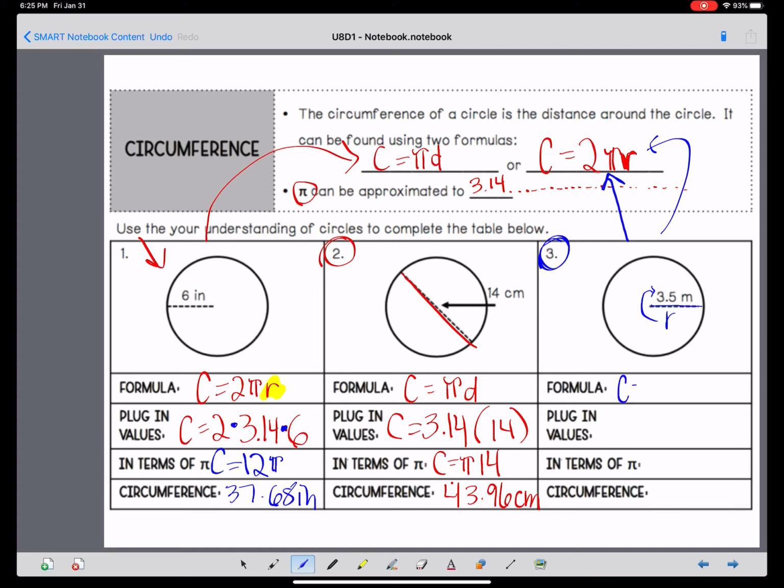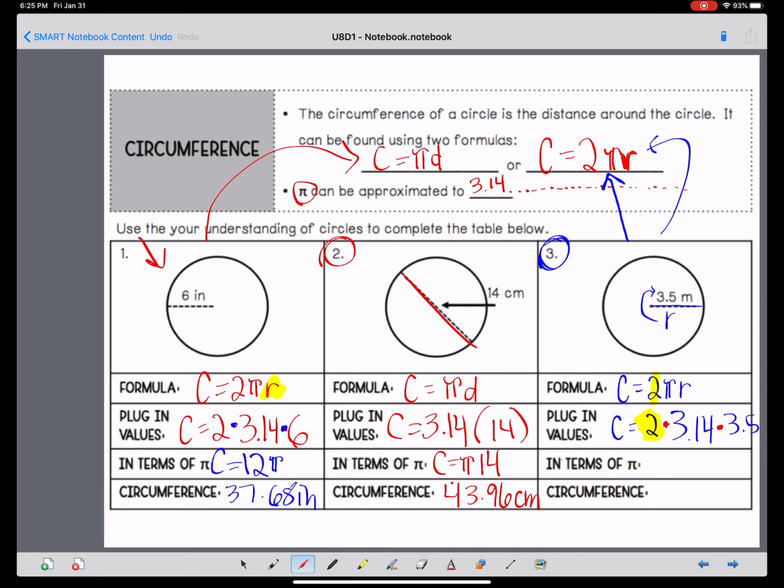I'm going to do the circumference is equal to 2 times pi times the radius. Let's go ahead and plug in the values. 2 times 3.14 times my radius, which is 3.5. A lot of my students have been forgetting to multiply by 2. It's part of your equation, it just has to be there. So don't forget to add it in. I'm going to change the color of my multiplying symbols because I don't want you to mistake them for decimals.